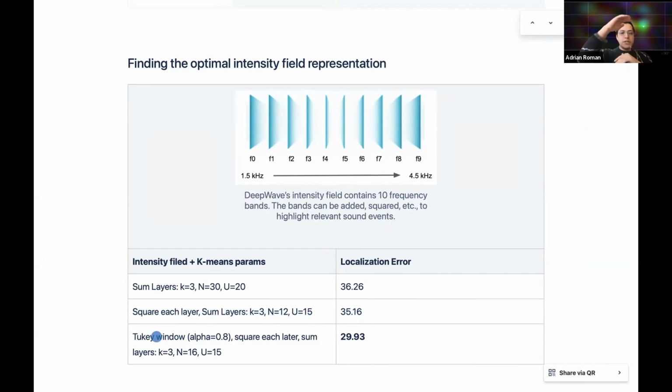Also, we noticed that near the edges of the intensity field that you saw at the beginning, there's often noise. So what we used was adding a Tukey window to add some smoothing near those edges or poles. And this actually brought the localization error down to 29.